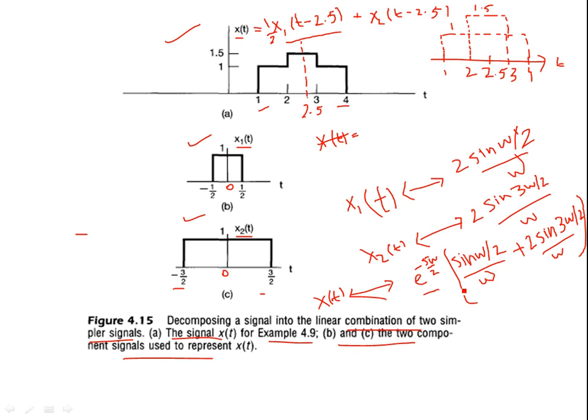Well, there is alteration because we decomposed the signal x(t) into the two signals x1(t) and x2(t), right? So if there was no phase shift, I mean if 2.5 was to be shifted to the origin, if it would have looked something like this instead.